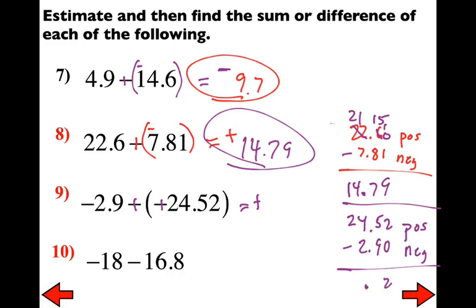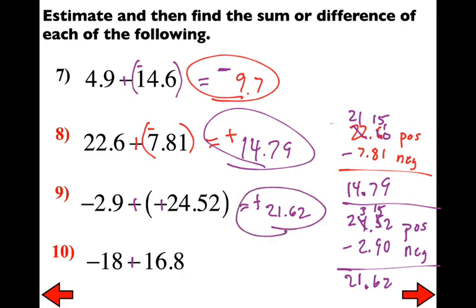So do some more borrowing once again. And it looks like we have 21.62 more positives than negatives.